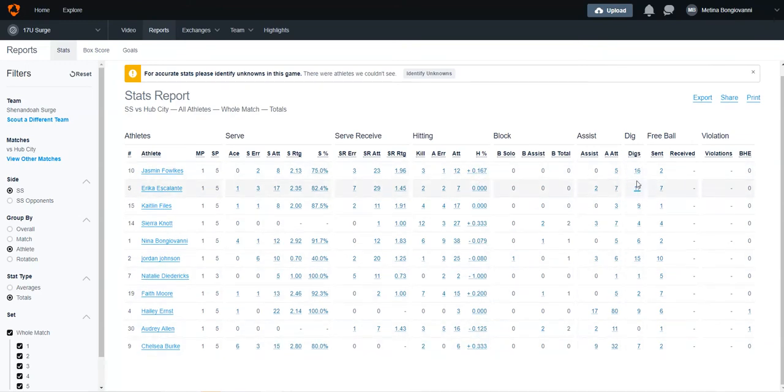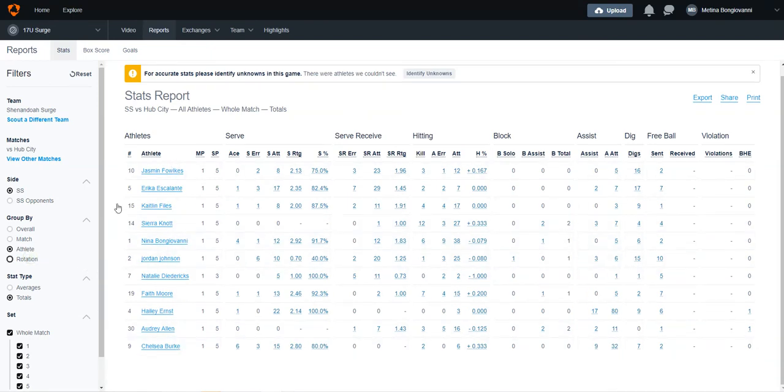Digs, that's traditionally your passing specialists, defensive specialists. So liberos are usually going to have a lot, but you've got some really great passers on this team, so you're going to see a lot more digs. Also with assists, we've got a lot of great hands, so that's why you're seeing some numbers here. Attempted assists are when the setter couldn't get to the ball and somebody helped them out, which is really good. An assist is when you get the second ball to the hitter and they make a kill. So that's what that means.